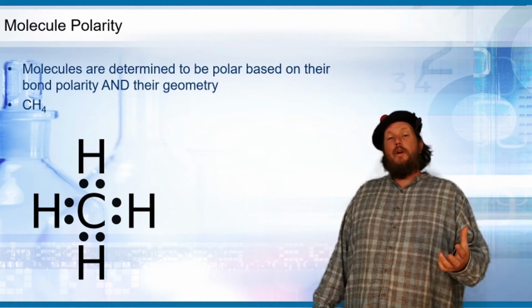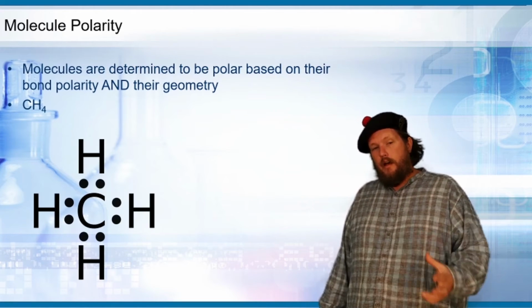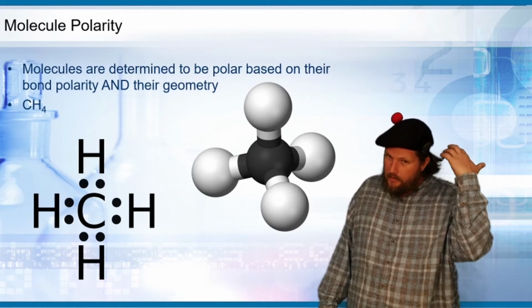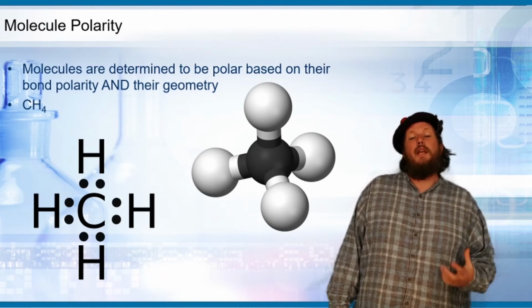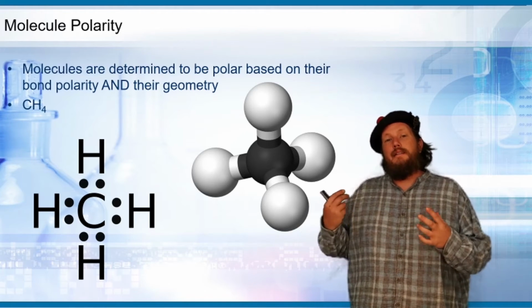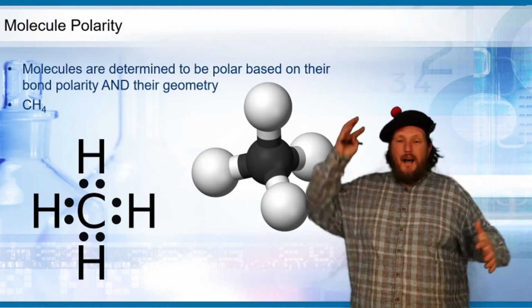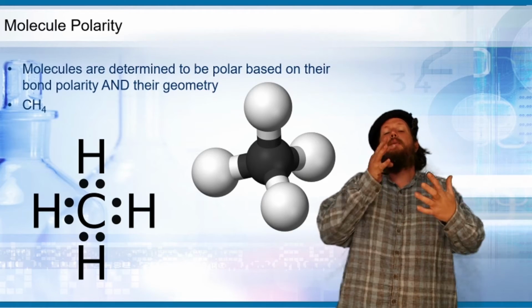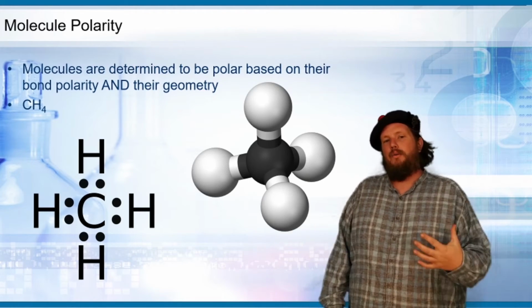So when we draw it, it looks symmetric in 2 dimensions, but we have to think about the 3-dimensional shape. The 3-dimensional shape, however, is also symmetric. You'll notice that although the carbon-hydrogen bond is slightly polar, they're all pulling in opposite and equal directions, which means we're going to have a non-polar molecule.